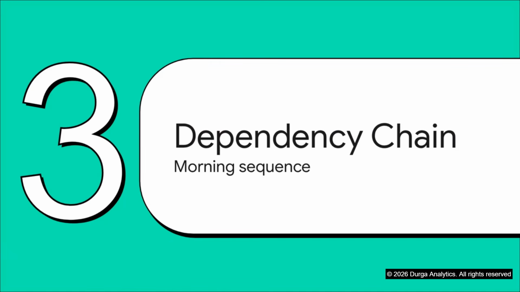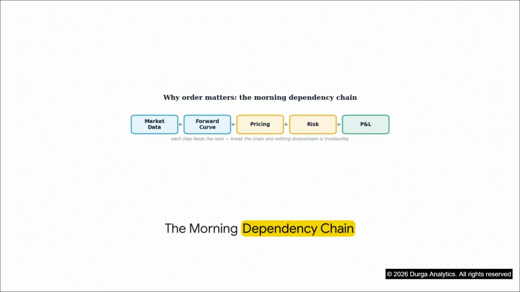Section 3, morning dependency chain. Now, to successfully rebuild that overnight picture, your automated systems have to respect a strict, non-negotiable engineering order. This is your core data flow architecture, and it is strictly linear.